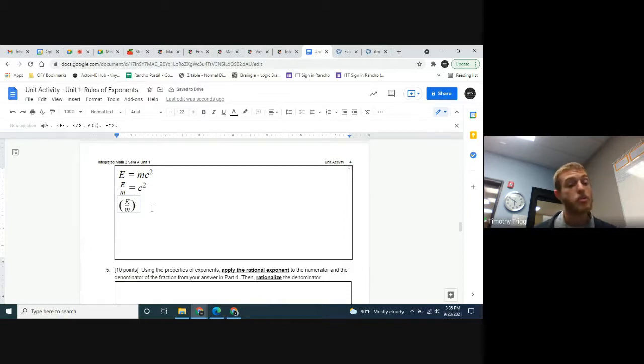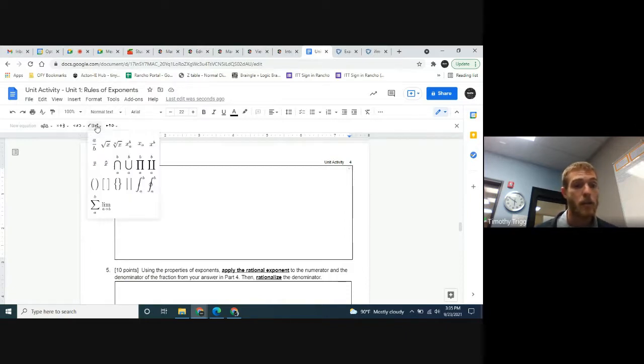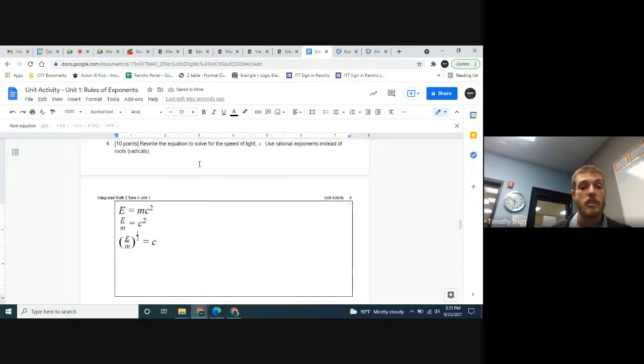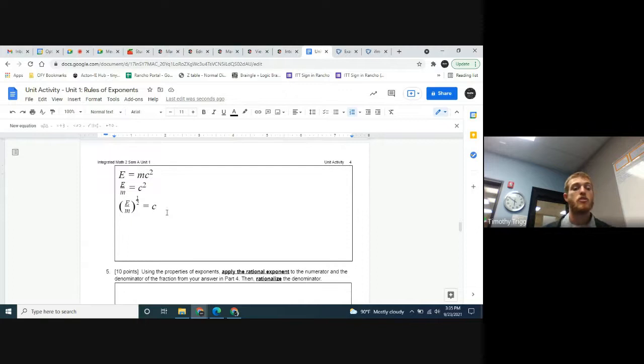So I'm going to, again, use a fraction. So I'm going to go back up here, click on A over B here, and then 1, press right one time, 2. See how that looks really nice? E over m to the power of 1/2 equals, whoop, I'm going to have to press right a couple times there, equals c. So now c will be by itself. And that's what we wanted because it said we wanted to solve for c, the speed of light, c. Okay, so there's like that.